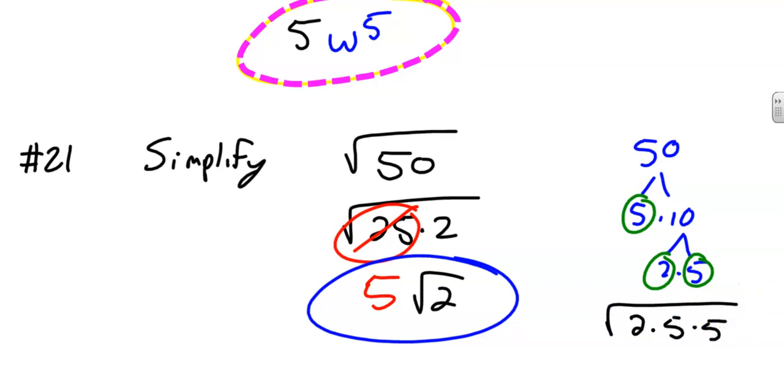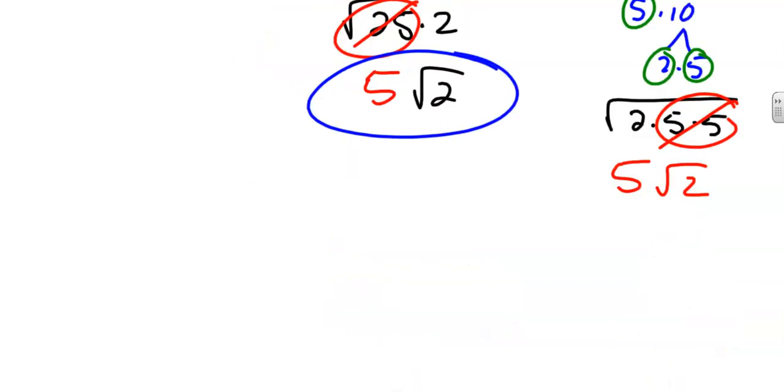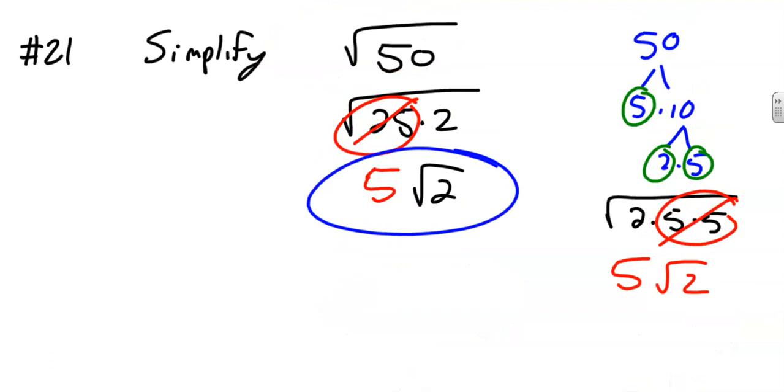Oh, there's your pair of 5s. So here's your exit buddies, your 5s get out, the 2 stays on the inside. So 5 squared 2. So which way you go doesn't matter. Hopefully, whichever set of numbers you go with there, you can see that you'll get the same answer either way.